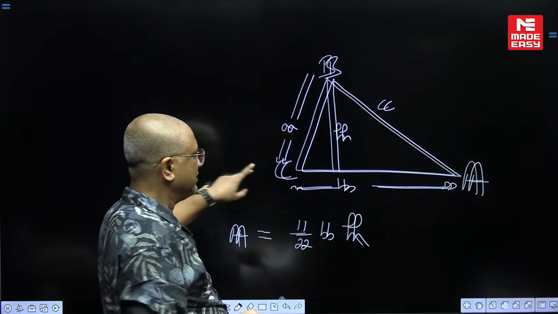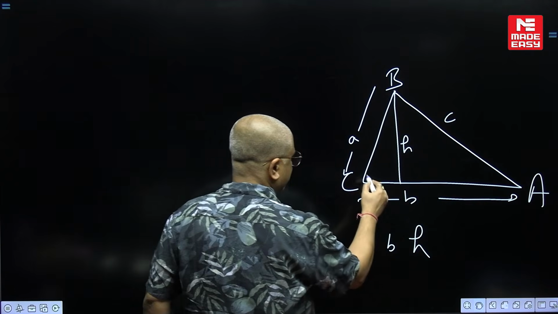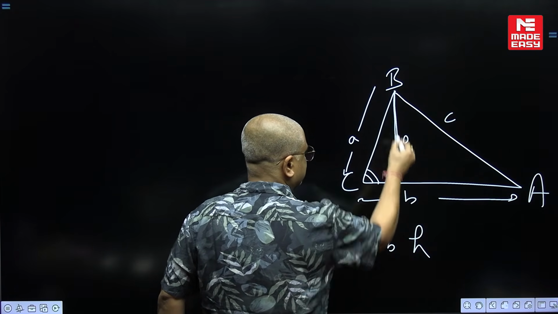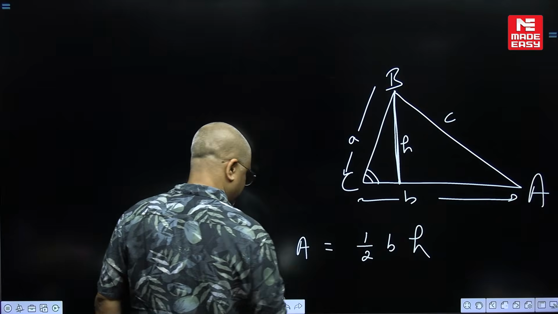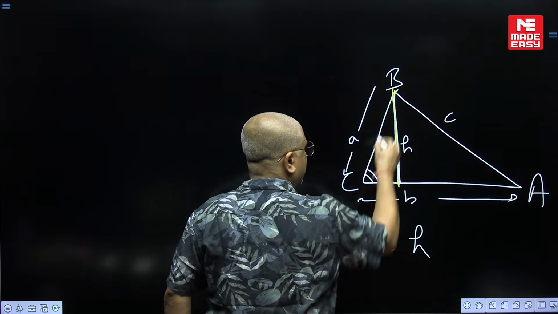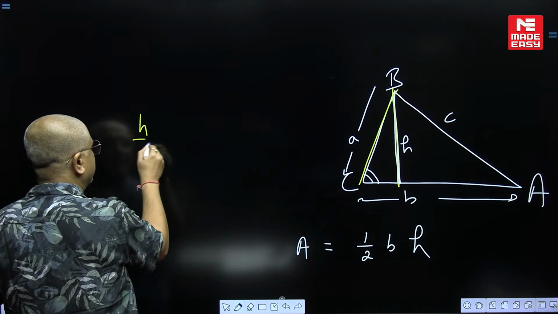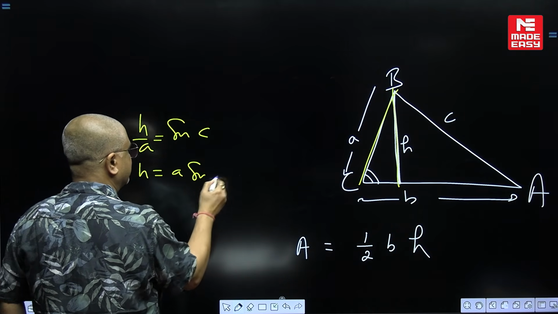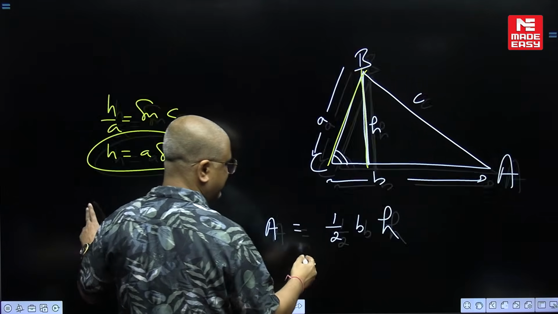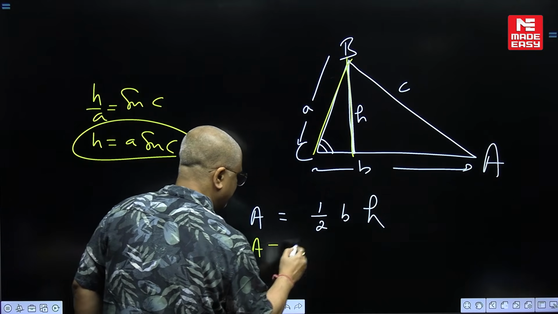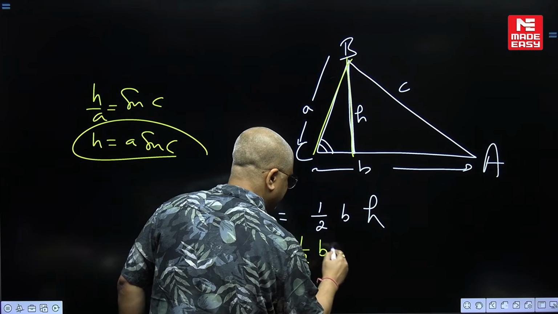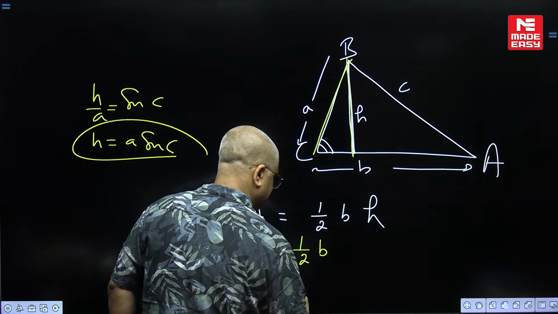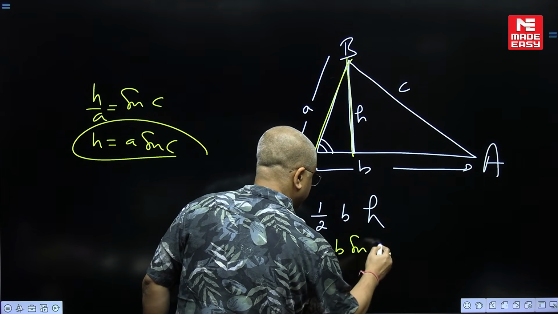Right? Now, we know perpendicular upon hypotenuse is equal to sine of the opposite angle. This is perpendicular. This is hypotenuse. Perpendicular upon hypotenuse is sine of the opposite angle. H upon A is equal to sine of angle C. So H is equal to A sine C. And quickly we can replace H here by A sine C. So the area of a triangle can be written as half B into A sine C, which will become half AB sine C.